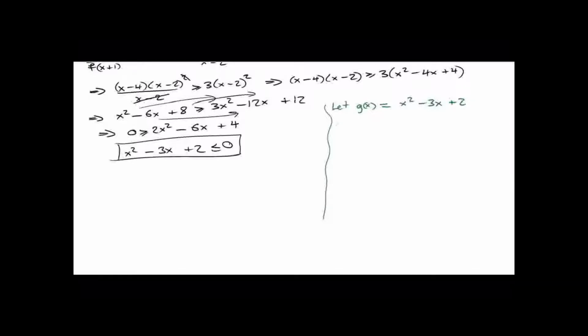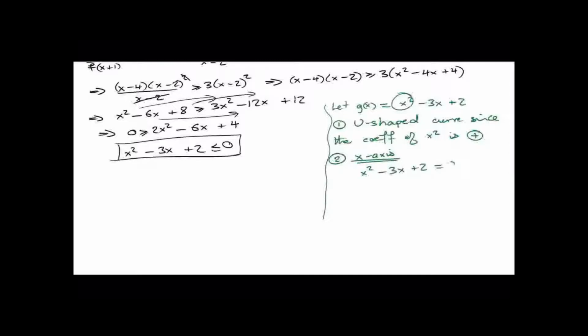Now two things. First of all, I know it's a U-shaped curve since the coefficient of x squared is positive. Okay, so the number in front of x squared is a plus number, so that means it's a U-shaped curve. Now secondly, I need to know where it crosses the x-axis, and to do that I simply let g of x equal 0. So let the function x squared minus 3x plus 2 equals 0.